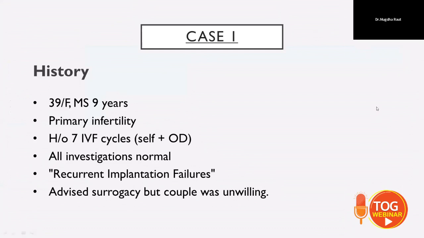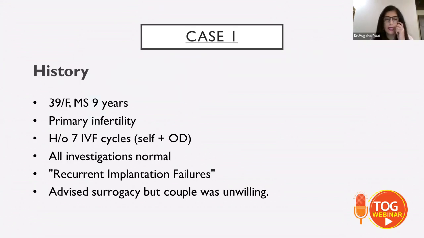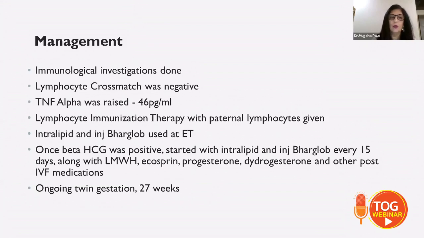This patient was referred to me from an IVF center because she had 7 IVF cycles and never conceived, and the couple was not willing for surrogacy. She had done her own self and even OD cycles. So we did her investigations; all her investigations were normal till date, like APLA syndrome, everything was normal.